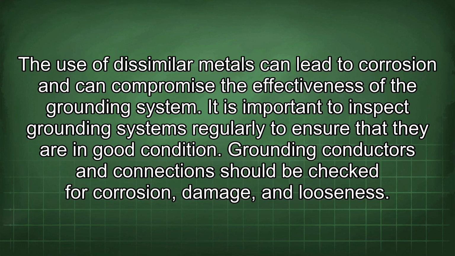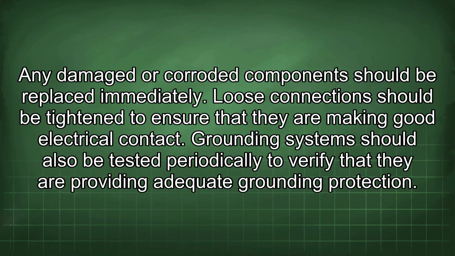The use of dissimilar metals can lead to corrosion and can compromise the effectiveness of the grounding system. It is important to inspect grounding systems regularly to ensure that they are in good condition. Grounding conductors and connections should be checked for corrosion, damage, and looseness. Any damaged or corroded component should be replaced immediately. Loose connections should be tightened to ensure that they are making good electrical contact.